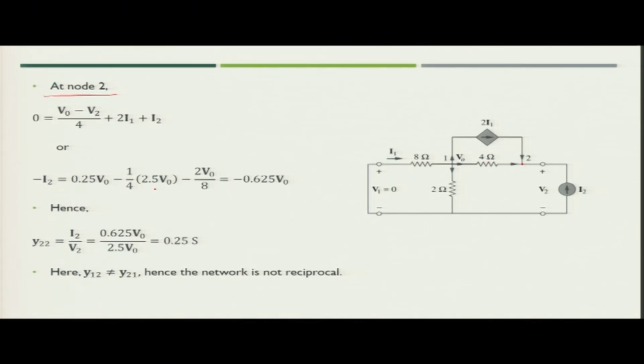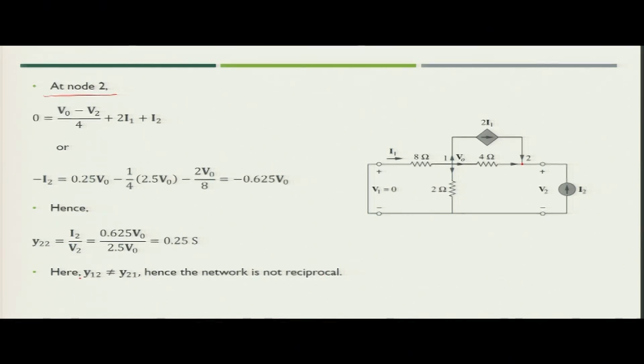Now, if you simplify, you will get I 2 in terms of V naught. You can put the value of I 1 as what you just found out, that is minus V naught by 8. When you put the value of I 1 and simplify, you will get the value of I 2 in terms of V naught. Now, you have I 2 in terms of V naught and V 2 in terms of V naught, so you will find the value of Y 22, that is I 2 divided by V 2, and when you put the values you will get Y 22 as 0.25 Siemens.